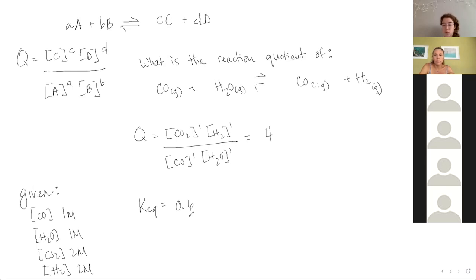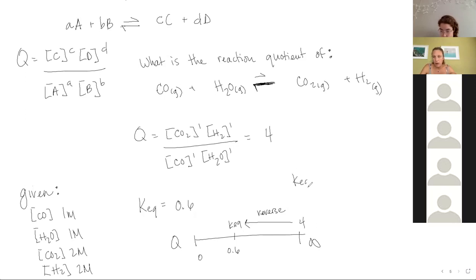Backwards, reverse. Yep. Great. So thinking about my Q line, I'm going to go from 0 to infinity. And if my KEQ is here at 0.6 and my Q is here at 4, I'm going to have to go in reverse, proceed in the reverse direction. So this equation would proceed in the reverse as it's going towards equilibrium. So great, good job. Another way would just be KEQ is less than Q. This means it goes in the reverse.